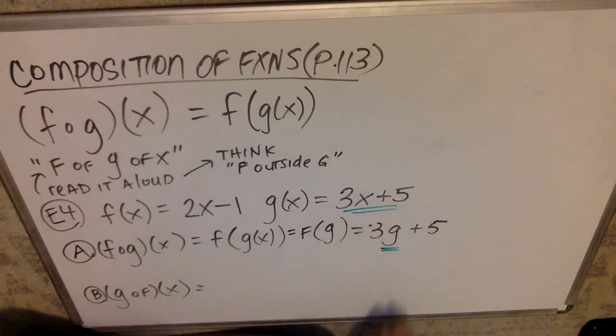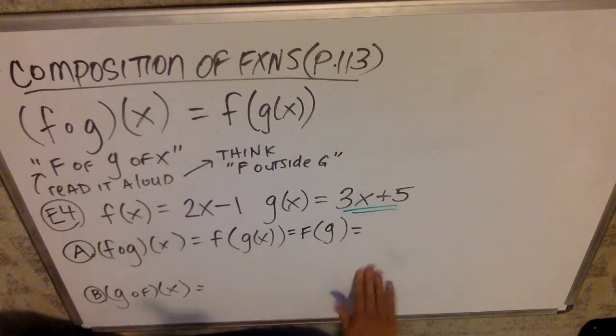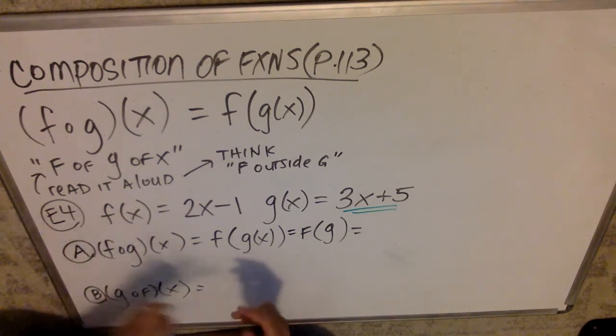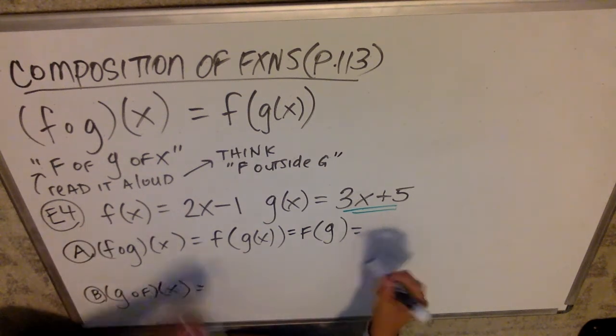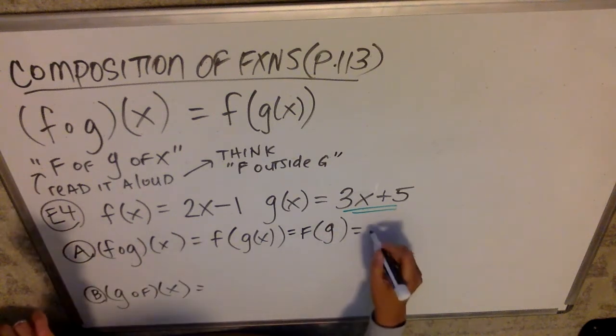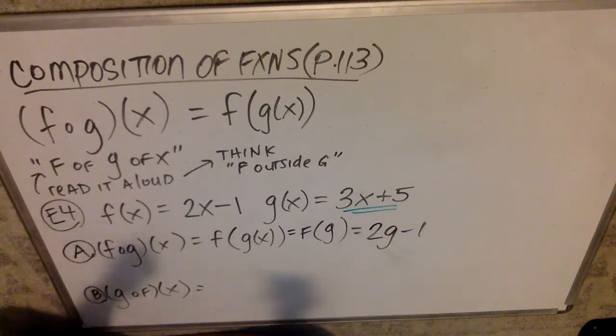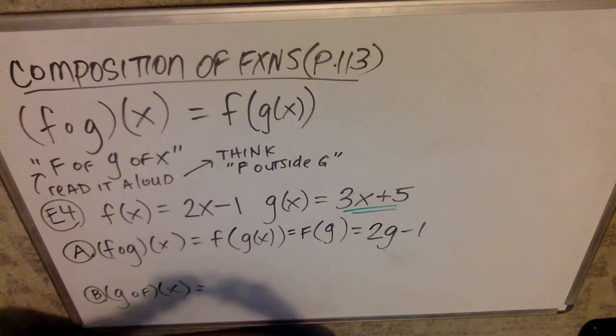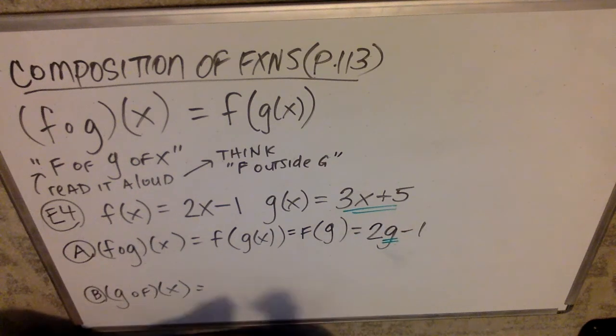Oh, sorry, hang on. Take it back. Come on, brain. Look, I did a stupid thing. We all do stupid things. Sorry, f, my bad, is 2g minus 1. See, we all have our moments, right? 2g minus 1. Sorry, I looked up and then picked the wrong function. So now my g is actually a 3x plus 5.